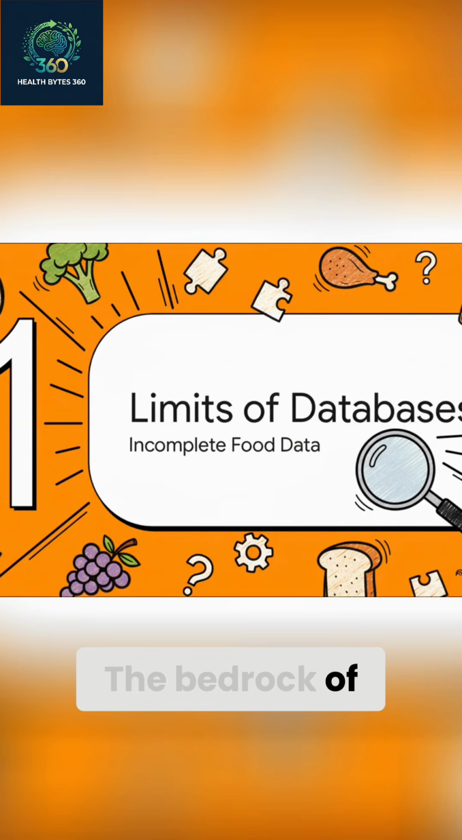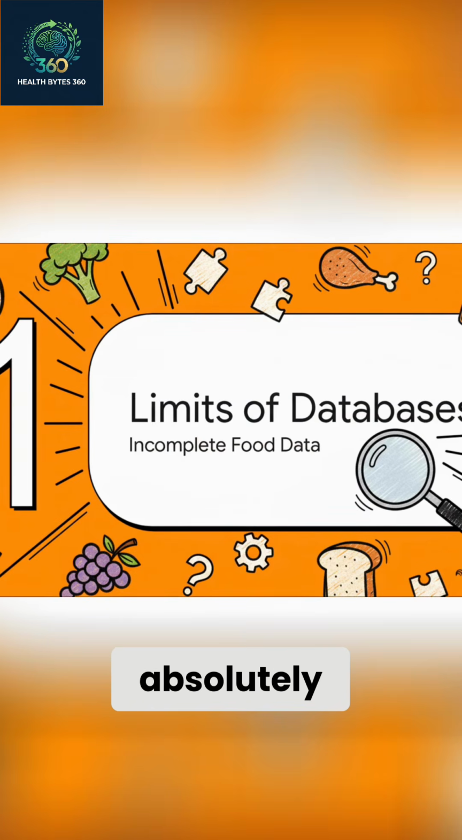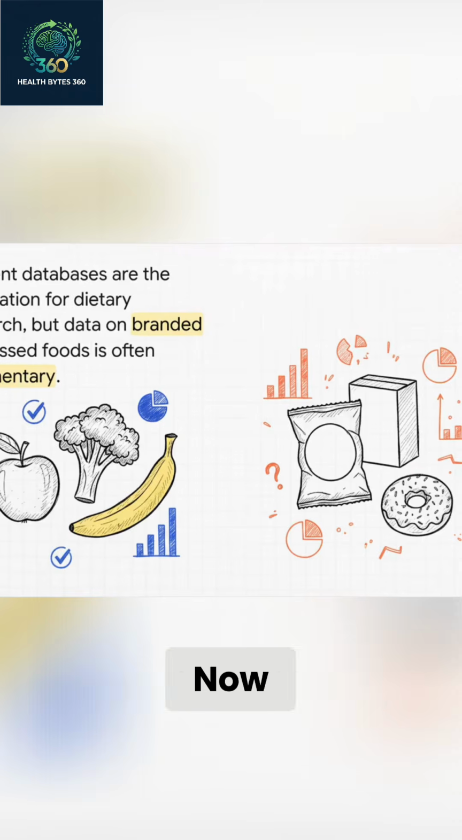The bedrock of almost all nutritional research is something called a nutrient database, or NDB. These are absolutely essential, but it's crucial to understand where their limitations lie. Now, these NDBs are the backbone for everything from public health policy to dietary studies. The problem is, they start to get a bit shaky when you look at branded or processed foods. The data there is often patchy or just plain missing, and that can lead to some pretty significant errors when we're trying to figure out what people are actually eating.